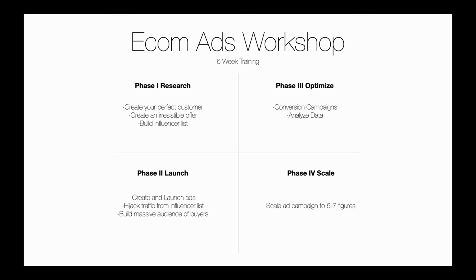And then we're going to build an influencer list. And that's going to bring us to phase 2, which is launch. So we're going to create and launch ads, but we're going to hijack traffic from that influencer list, meaning that rather than paying for influencers, you're going to go find some of the top influencers that you think your perfect customers are following, and we're going to put your product right in front of them.